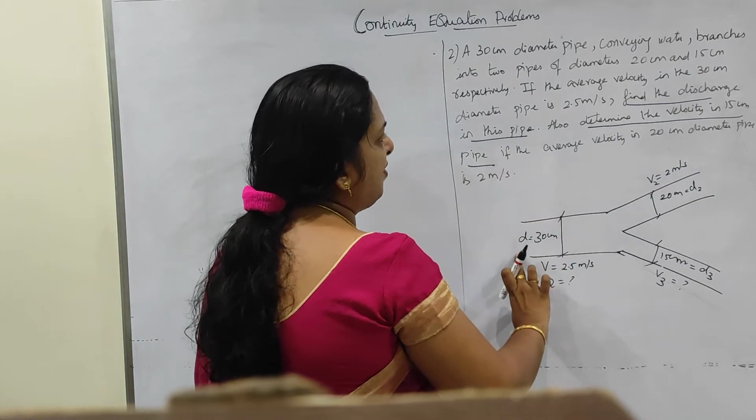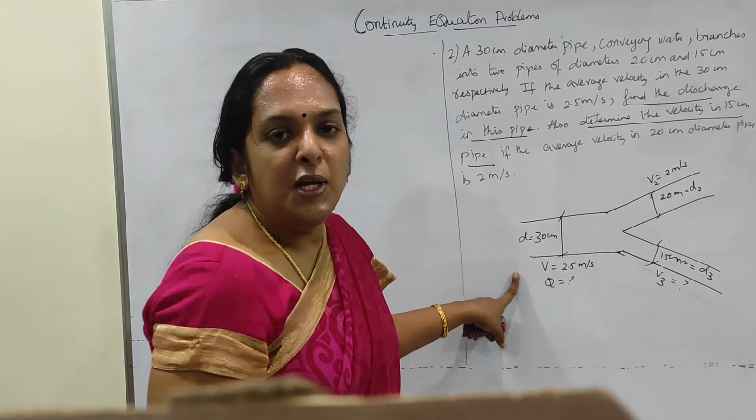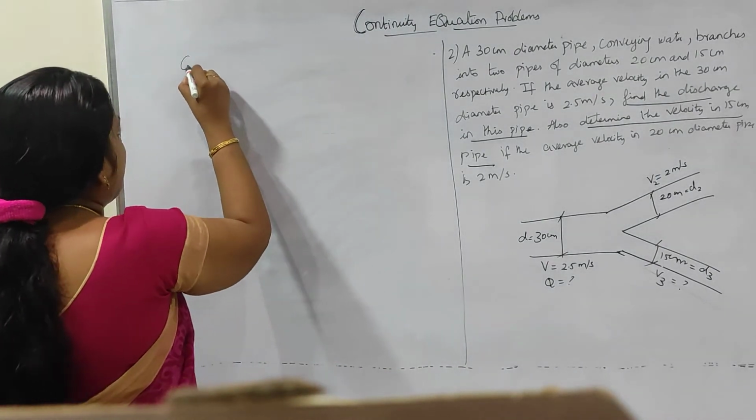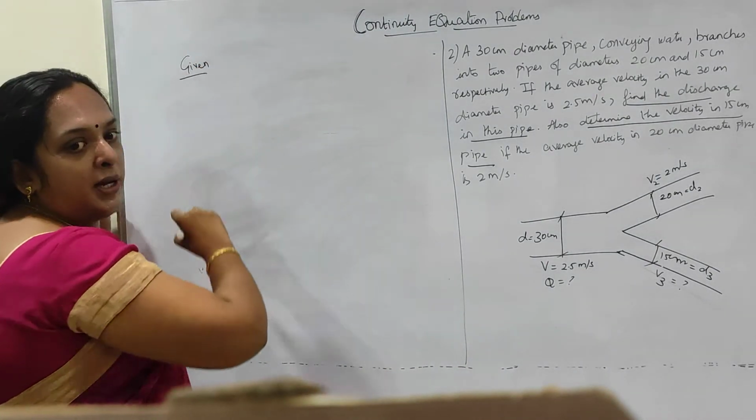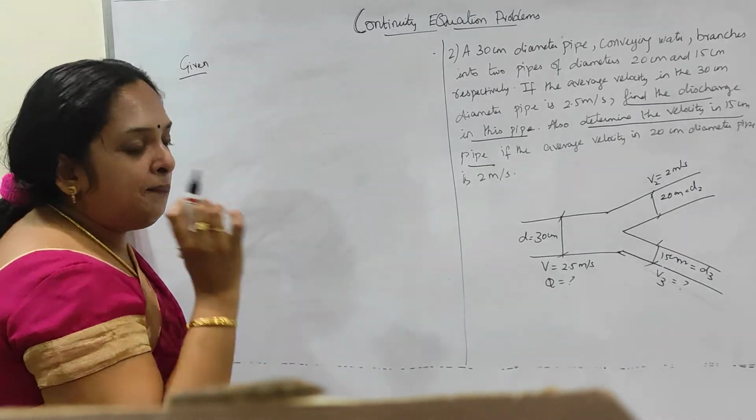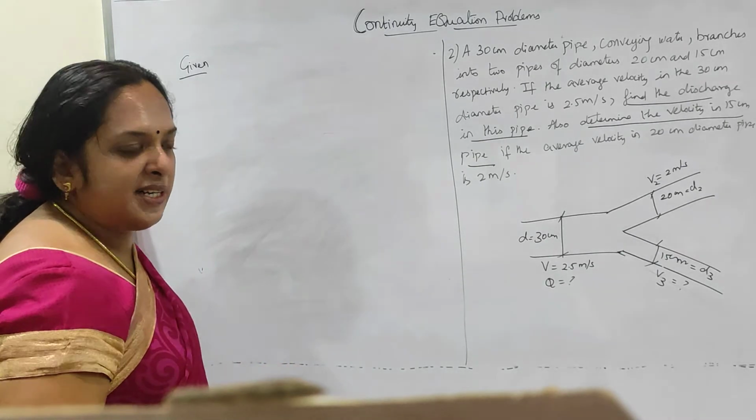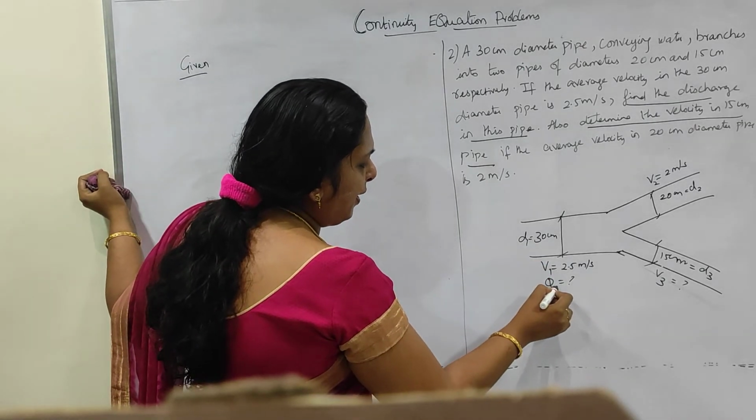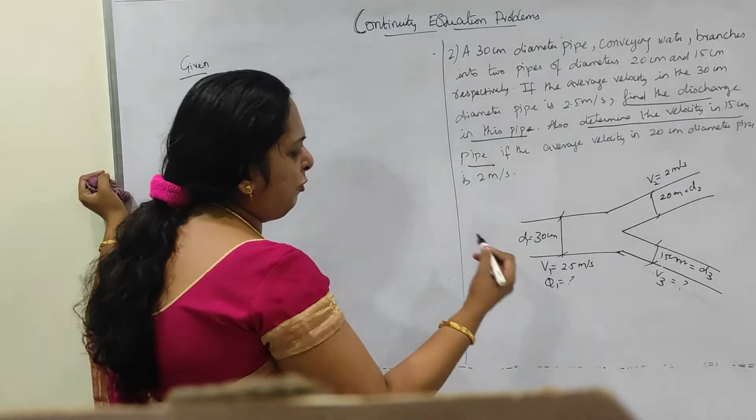Discharge in which pipe? In the main pipe. So they asked you to find it out. Let us list out what is given here. As we know, the diameter of the pipe is given. So D1, this is D1, V1 and Q1. That is up to us how to take it.